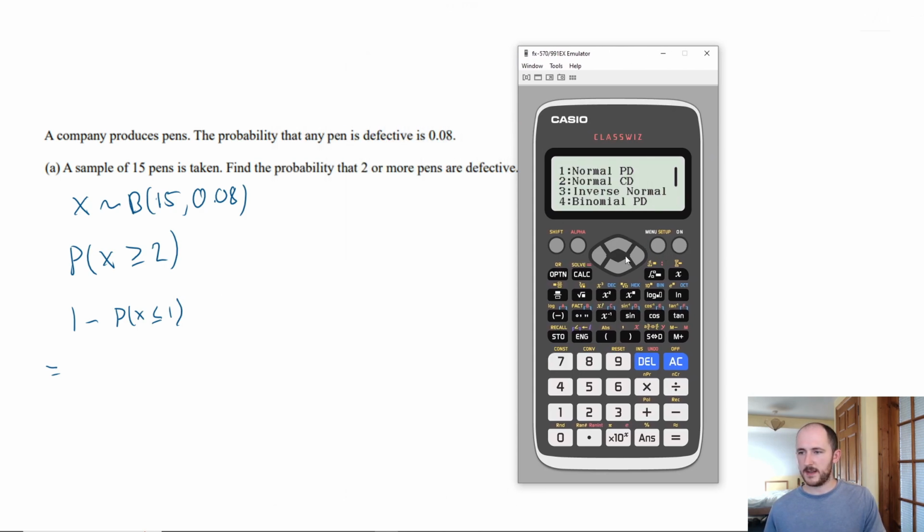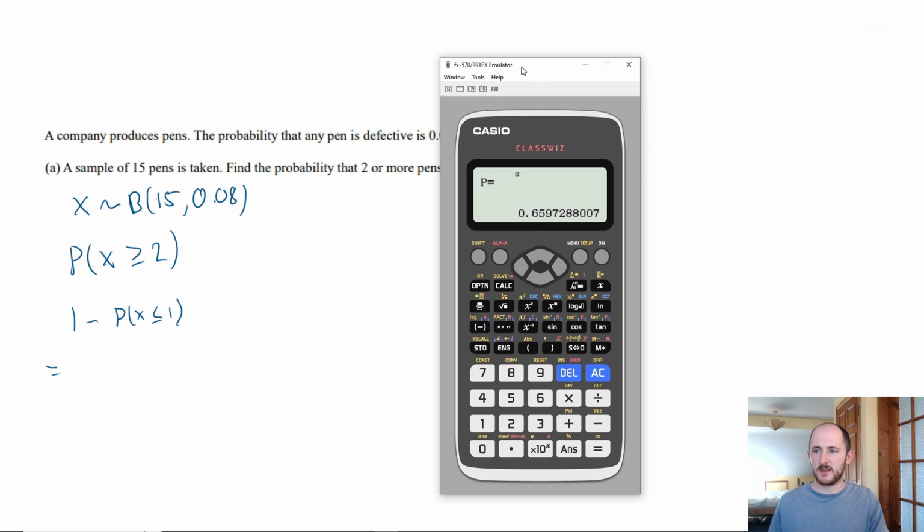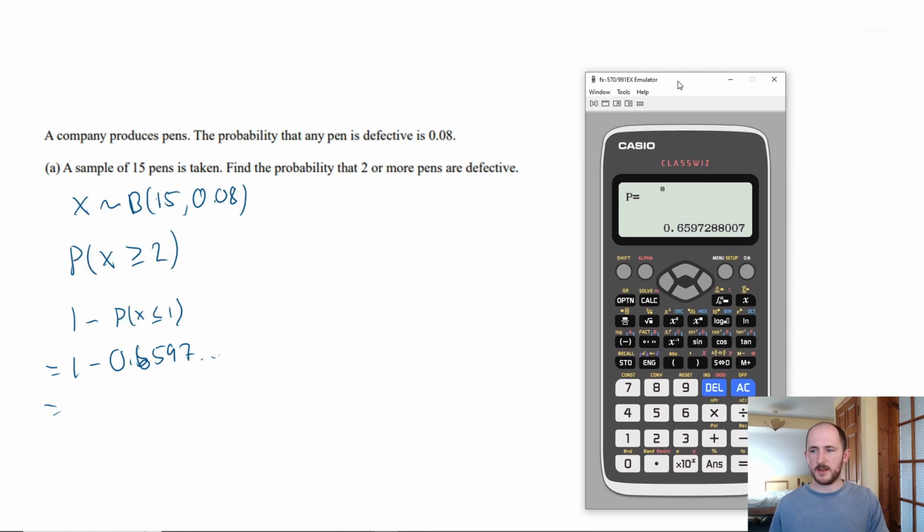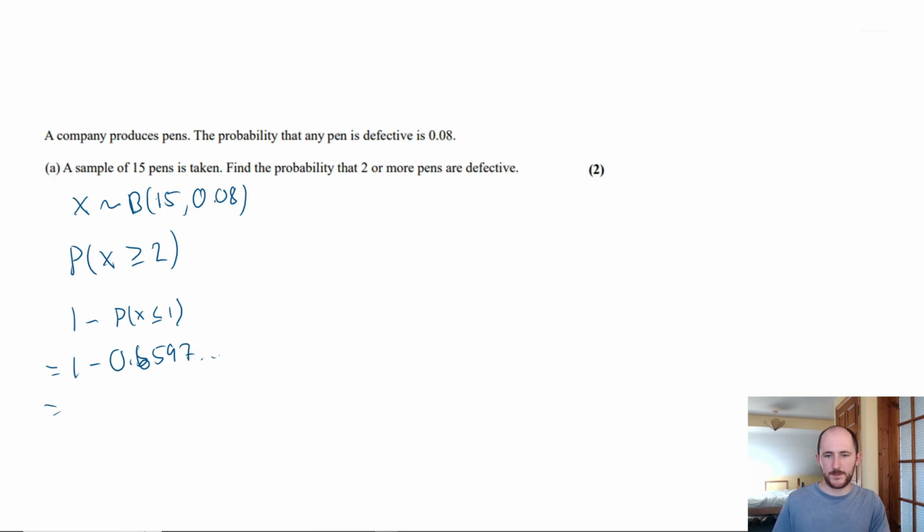So 7, and then go down 1 variable. We have 15 and 0.08, careful. Alright, maybe I'll go to 4 decimal places for this one. 0.6597. Actually, no, I don't need to do that. 6, 5, 9, 7, dot, dot, dot. And then I need to do 1 minus it anyway, so then I can round that. Perfect. 1 minus answer is 0.340.